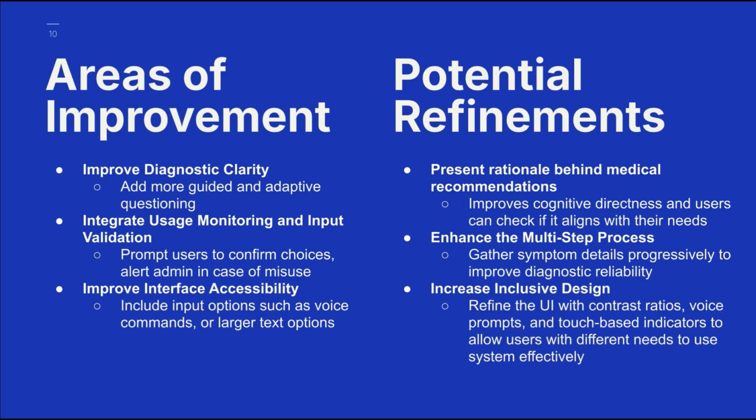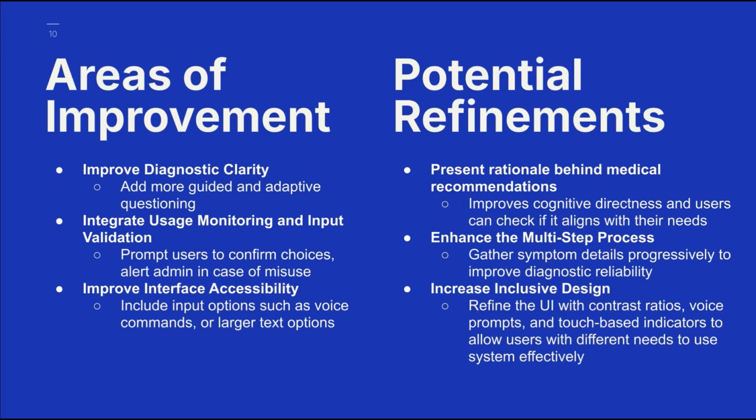Some of the areas of improvement that could happen are to improve diagnostic clarity by adding more guided and adaptive questioning, integrating usage monitoring and input validation, which would prompt users to confirm their choices, ensure that they have selected exactly what they meant to, and also alert admin in case of misuse if the system sees a pattern or potential suspicious actions, and also to improve the interface accessibility by including a wider range of languages, input options such as voice commands, or the ability to increase the size of the text to make it more readable.